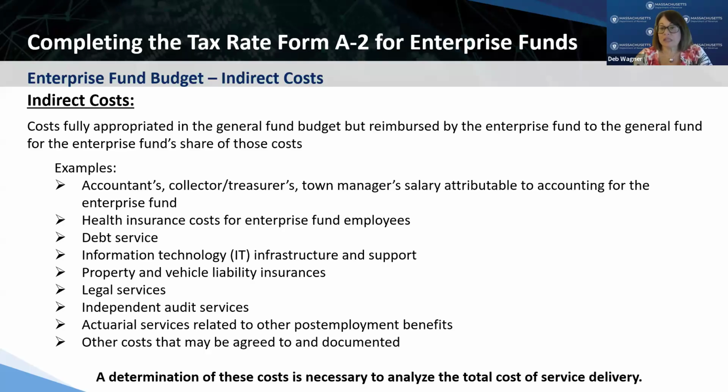So we know that the accountant maintains the books of the enterprise fund. The collector treasurer might process transactions related to the enterprise fund. For example, if they're collecting bill payments for user fees, they would be doing account collections for the enterprise fund. And a town manager might spend part of their time as well on enterprise fund activities.